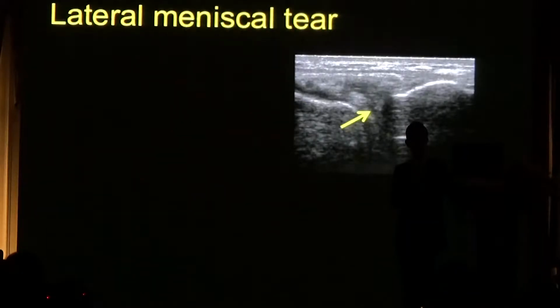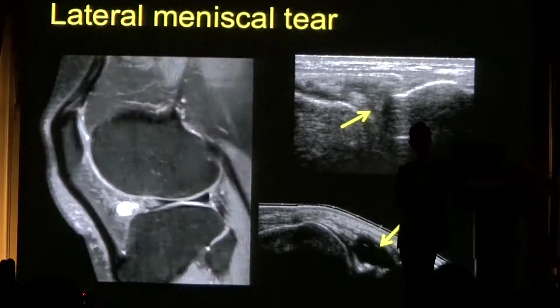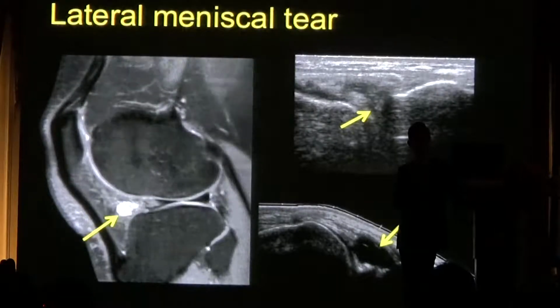This is a patient who has a lateral meniscal tear, and as you look more posteriorly, you can see again a parameniscal cyst, and this is the MRI of this same patient with the cyst extending into Hoffa's fat.